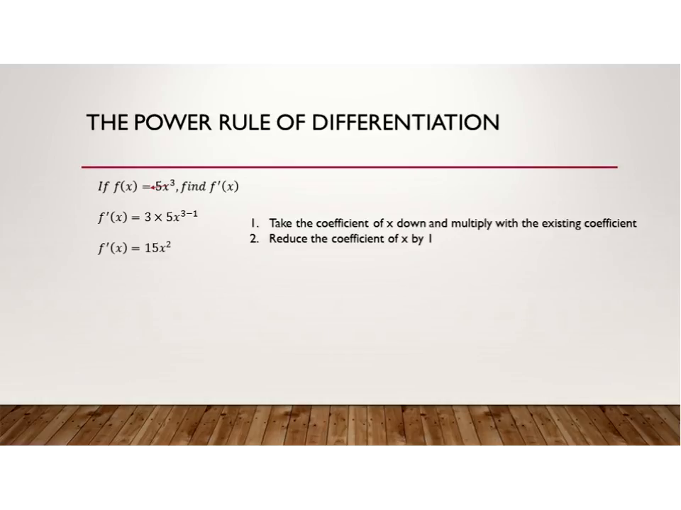Now, you don't have to do it in 2 steps. That step there is just showing you where the answer came from. So when you do it, you go straight from there down to there. Bring the existing power down the front, and multiply. 5 3s are 15. Reduce the power by 1, 3 down to 2.